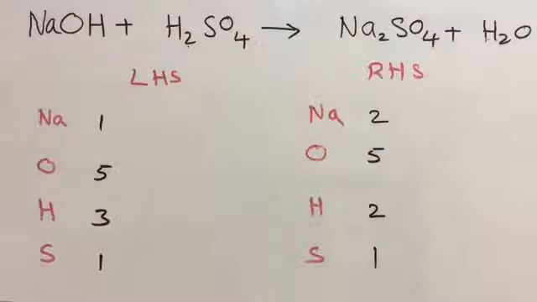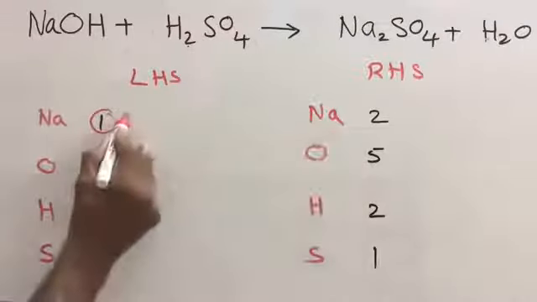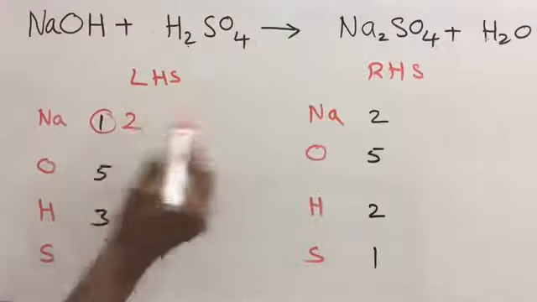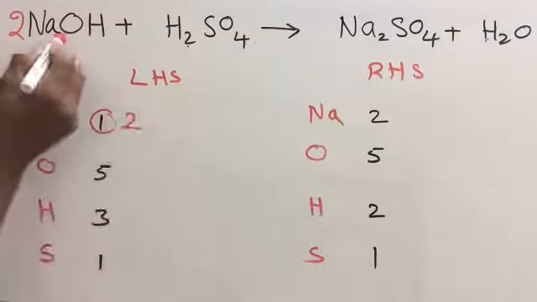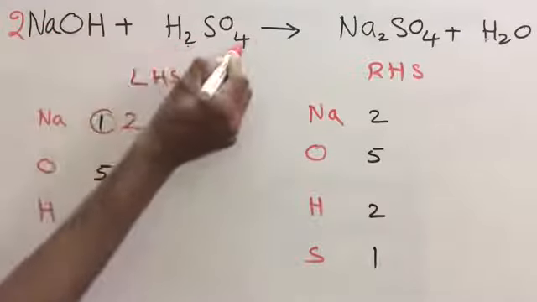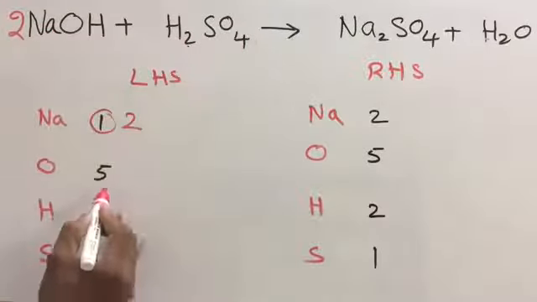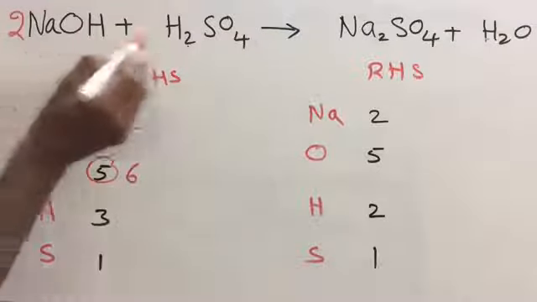Now let us balance. On LHS you have 1 sodium here, on RHS 2, so we have to multiply with 2 so that they balance. So I am writing 2 here, so 2 Na, but the number of oxygen changed now. So here 2 oxygen and here 4, so the total number of oxygen will be 6 and hydrogen 2 and 2, 4.